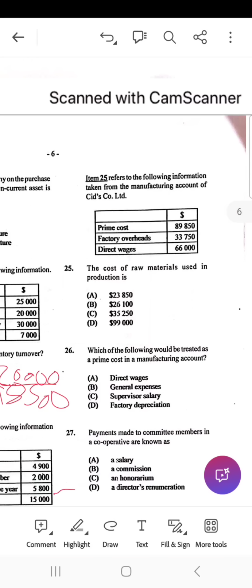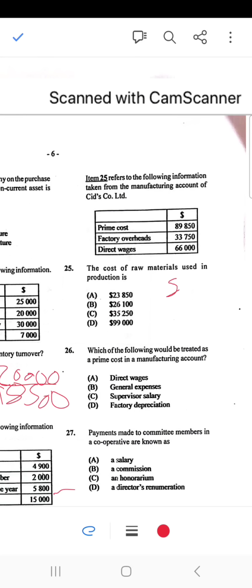So we're going to take 89,850, excuse my handwriting, and we're going to minus direct wages of 66,000 from it. And that will give us 23,850, A.